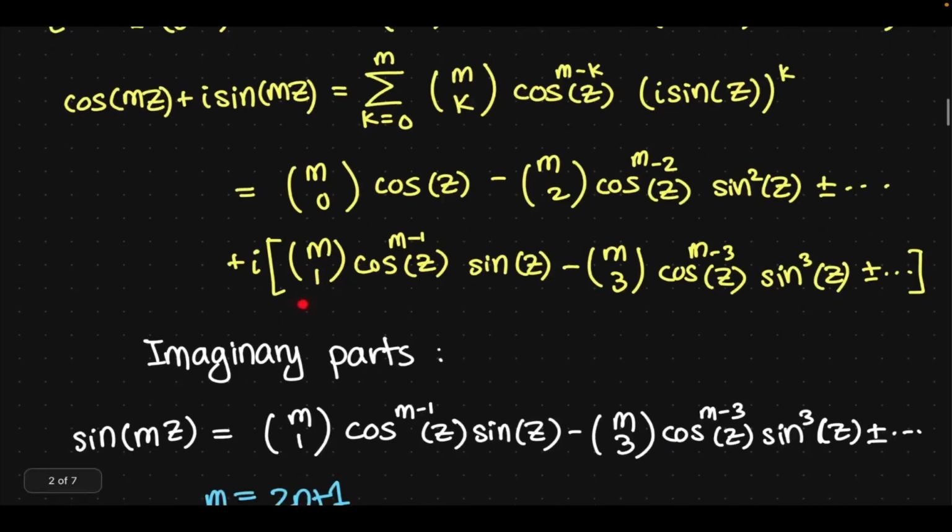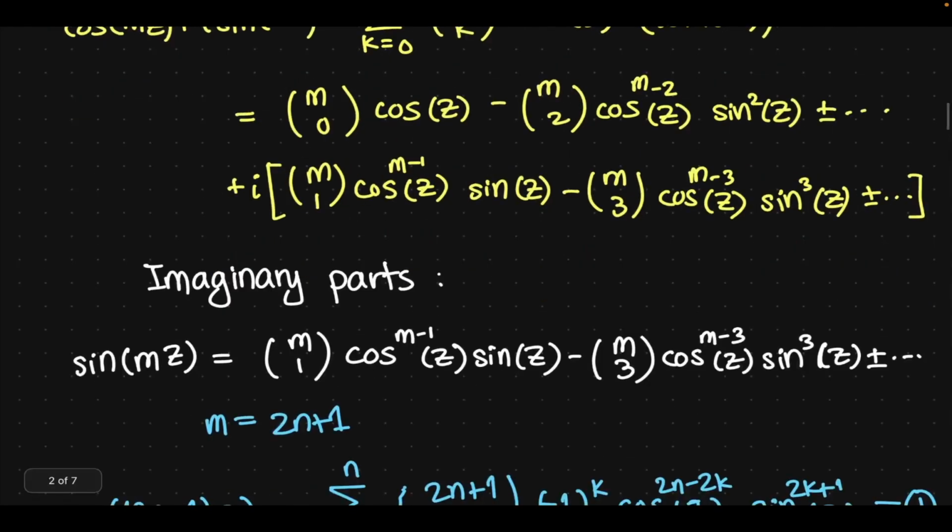The imaginary terms are going to be the odd values of k. So m choose 1 cosine to the m minus 1 sine z minus, and now why do we get the minus? Because it's i cubed is minus i, and we've already factored an i outside, so we have a minus m choose 3 cosine of m minus 3 of z sine cubed of z plus or minus and so on, because again the signs will alternate just like the real component. Okay, fair enough. We're going to move forward now.